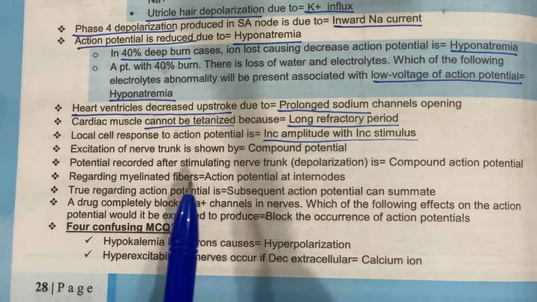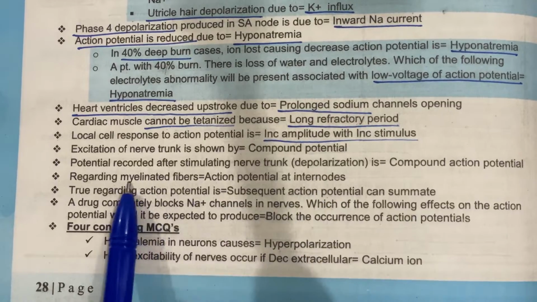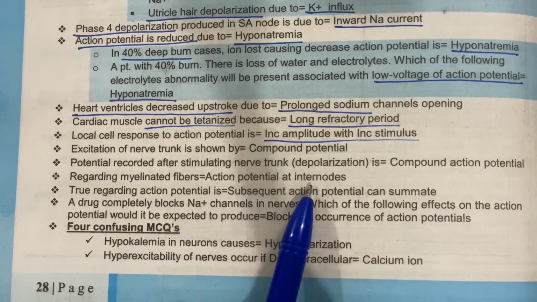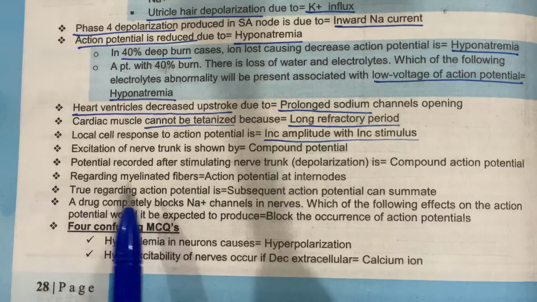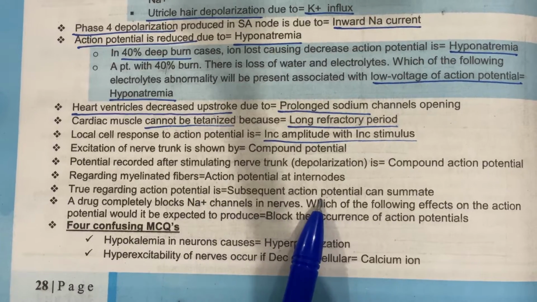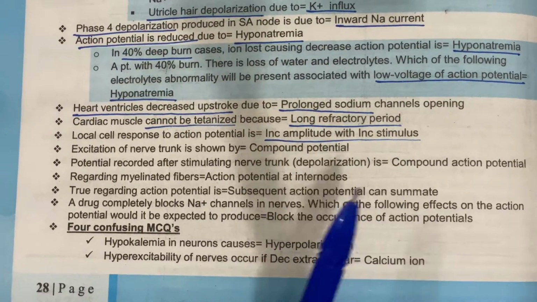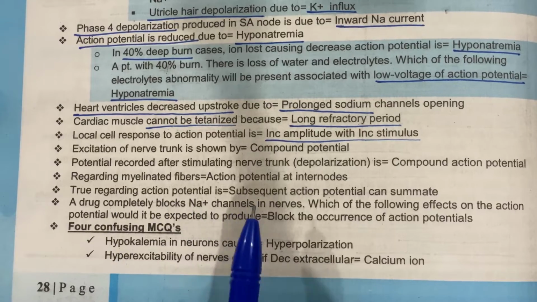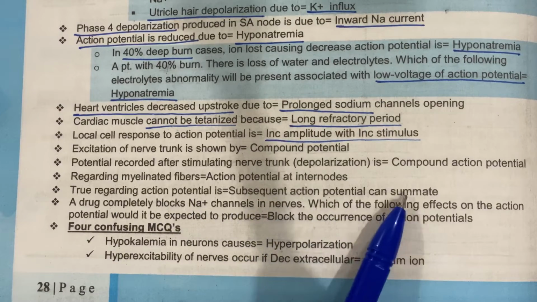Regarding myelinated fibers, the action potential occurs at the nodes. What is true regarding action potential? Subsequent action potentials can summate.